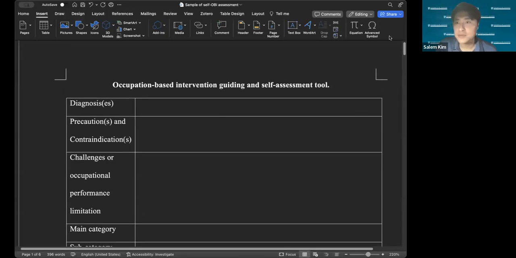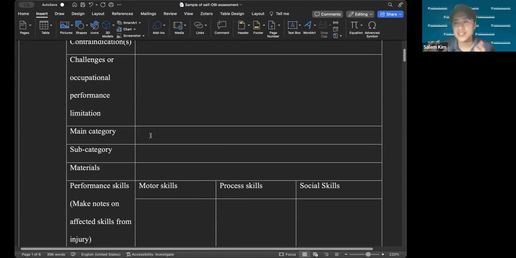Okay, so this is the zoomed in version of the chart that was in the slide. So we always want to be client centered. So the diagnosis, the precautions, contraindications, and some of the challenges or limitations the patient might have will be on top, and then we'll choose the activity or the occupation. So it could be ADL or even play or leisure activity, if that could be done on top of the table. And the subcategory will be a location where you'll specify the occupation.